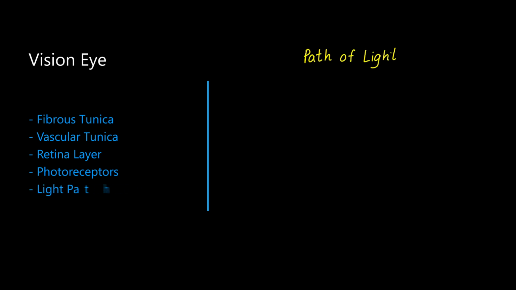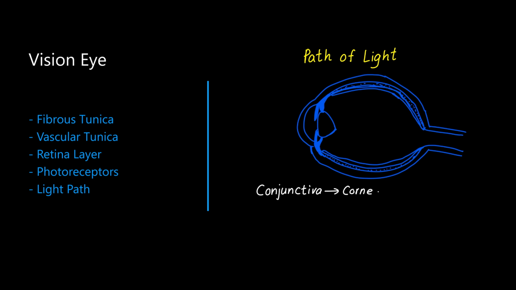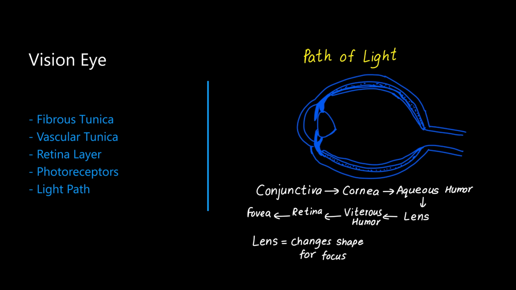Light follows a specific path through the eye, and you should know it in order. It passes through the conjunctiva, cornea, aqueous humor, lens, vitreous humor, hits the retina, and focuses on the fovea centralis. The lens changes shape to focus at different distances. Aqueous humor maintains eye pressure and feeds the avascular cornea. Vitreous humor fills the back cavity and is never replaced.